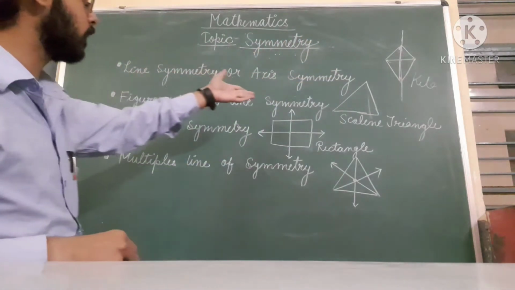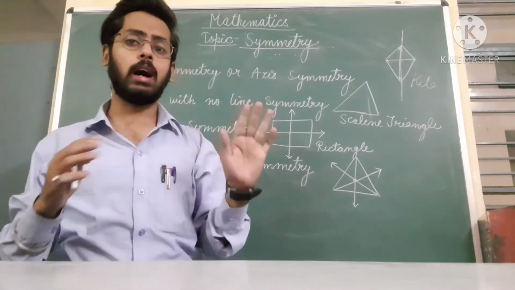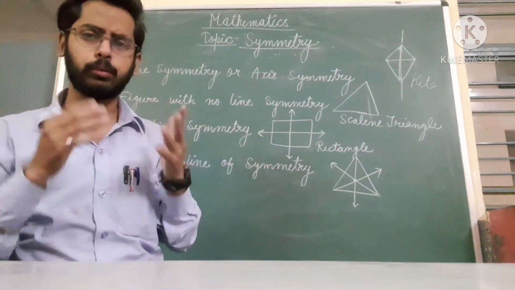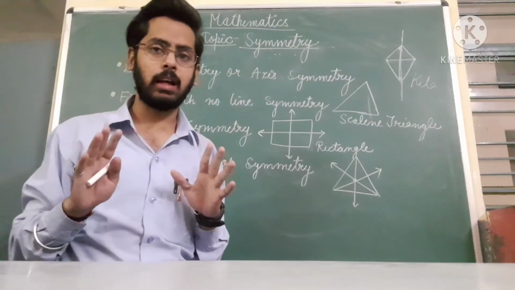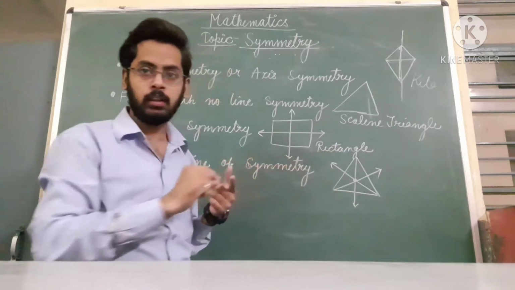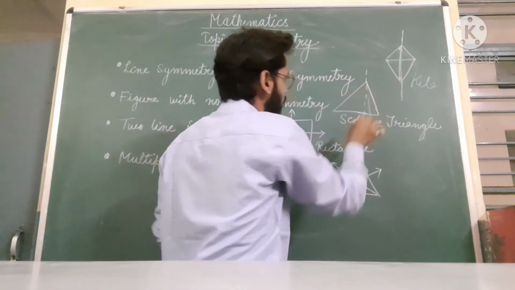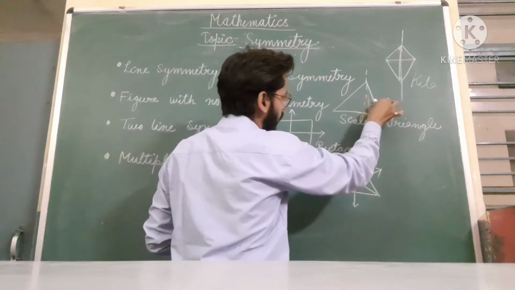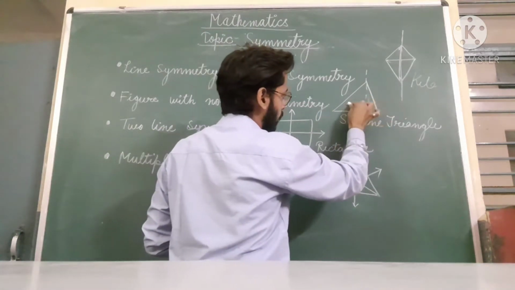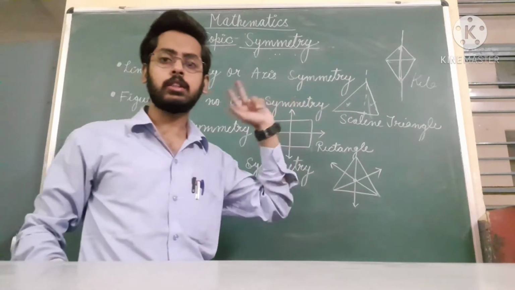Now, figures with no line symmetry. If the figure will not divide into two equal halves with equal sides and equal angles, then it will not be considered a symmetrical figure. For example, this is a scalene triangle. The scalene triangle is not symmetrical because if we divide this line segment like this, then you can say that it will contain less in comparison to this. So this will not be considered a symmetric figure.